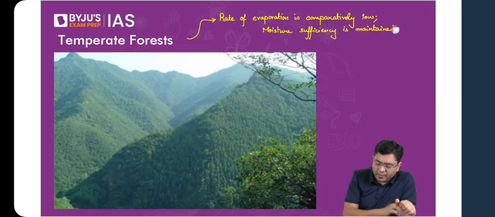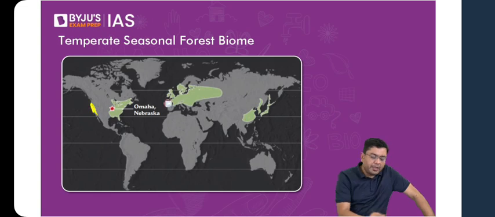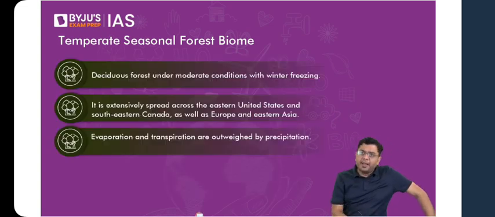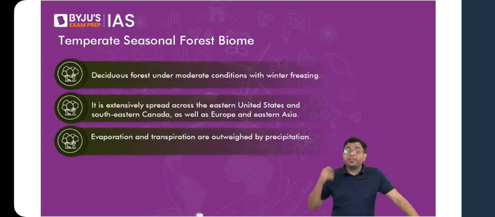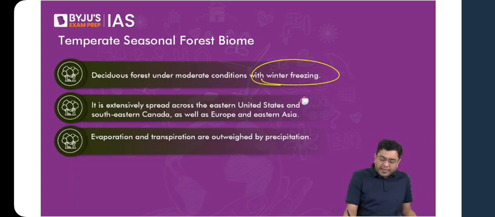Okay, now generally here also you'll find temperate forests in this region. Generally you will find them across the coastal landscape in the temperate regions. That is where you will have slightly lower temperature conditions and the presence of temperate forest as well. So these are deciduous under moderate conditions with winter freezing. Wherever you have winter freezing, there will obviously be shedding of the leaves during the winter season because they won't be able to handle so much winter snow. It is spread across North America and Europe and some part of Asia as well.